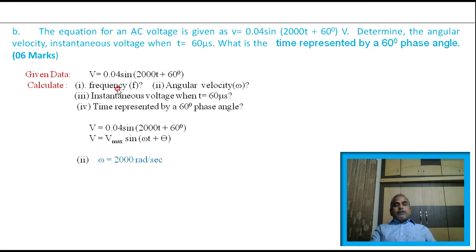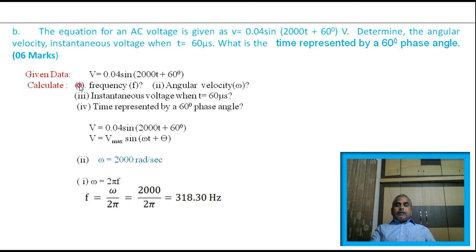Then the first thing he asked is the frequency. The frequency we get from the angular velocity. We know that omega is equal to 2 pi f. From that you have to find out f. Therefore, f can be calculated as omega by 2 pi. Then I am substituting the value of omega as 2000 and 2 pi. Then what I am getting here is the frequency is 318.30 hertz. This is simple, a straightforward question.